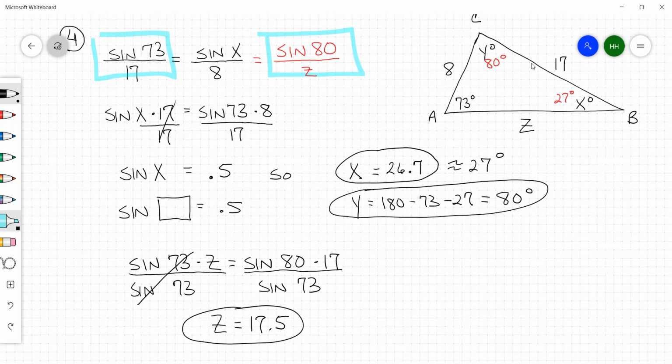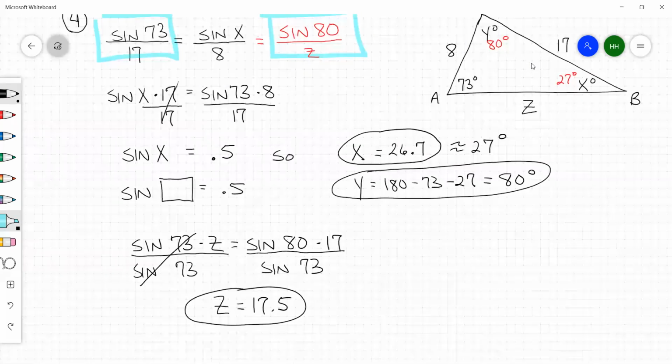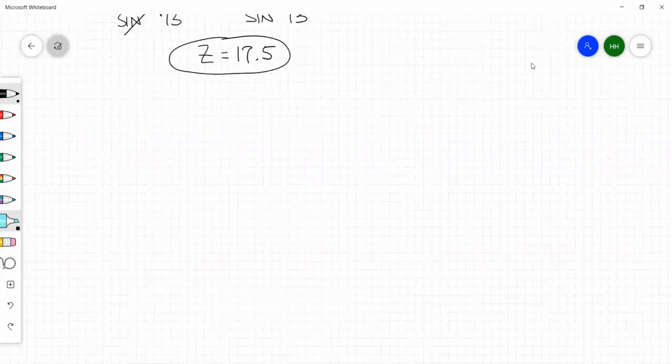All right, let's take a look at number 9. Now we've got a triangle.